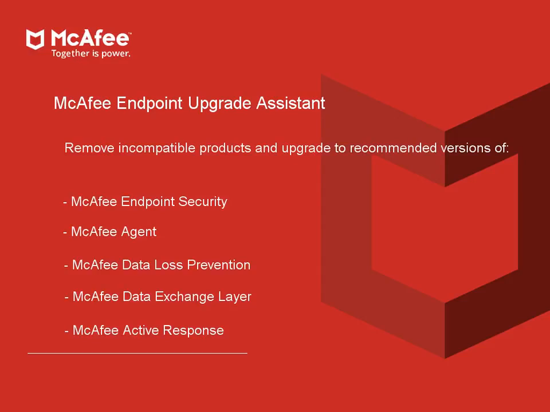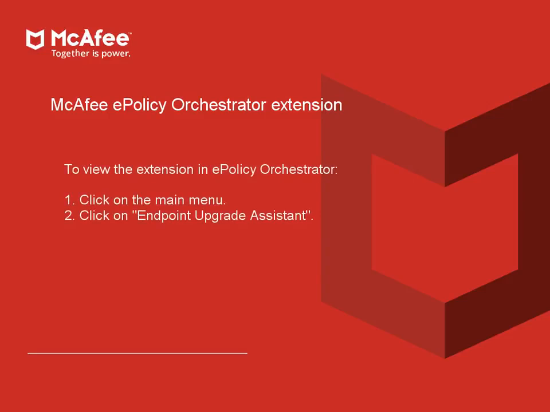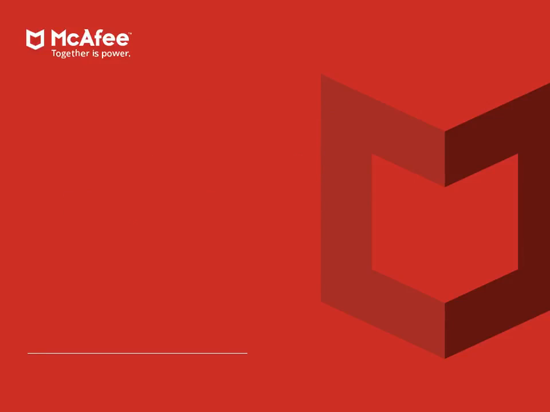McAfee Endpoint Upgrade Assistant extension in ePolicy Orchestrator can be found under the Software section of the main drop-down menu. When the Endpoint Upgrade Assistant extension is installed in ePolicy Orchestrator, and ePolicy Orchestrator is launched, then the landing page will default to Endpoint Upgrade Assistant and instruct you of your endpoint upgrade readiness. To view the Endpoint Upgrade Assistant extension, click on the main menu and click on Endpoint Upgrade Assistant.